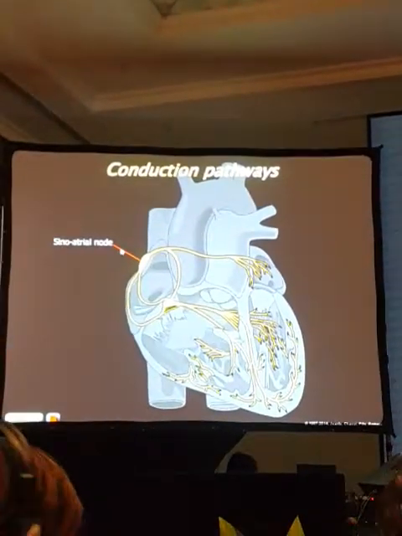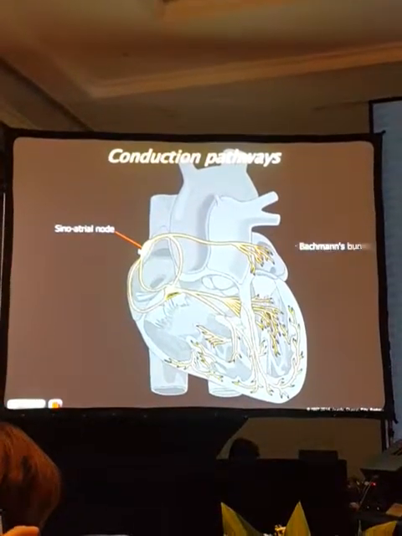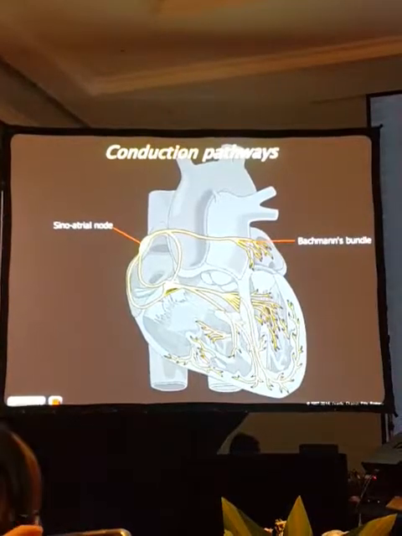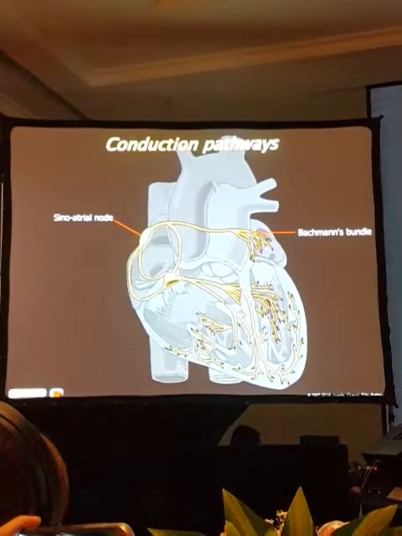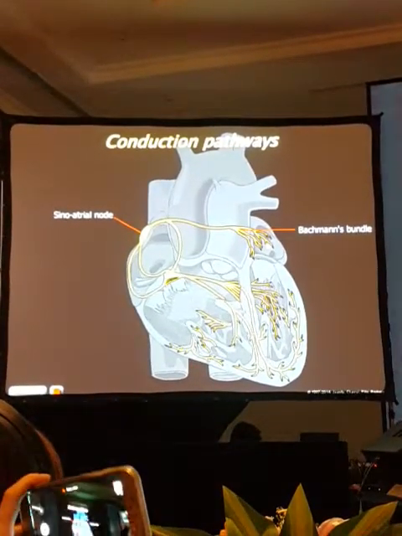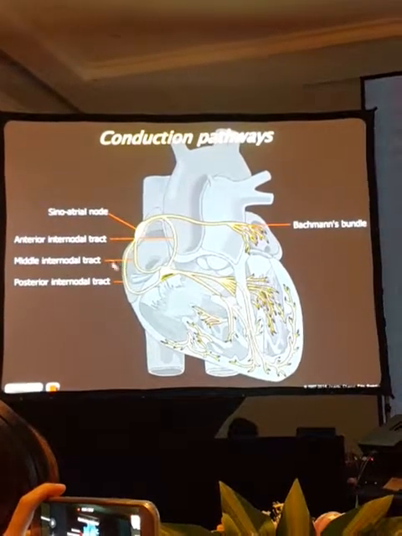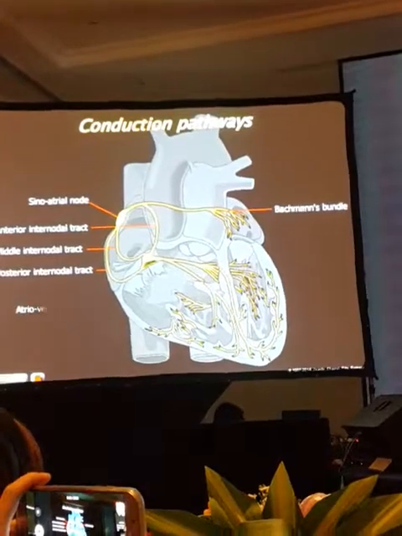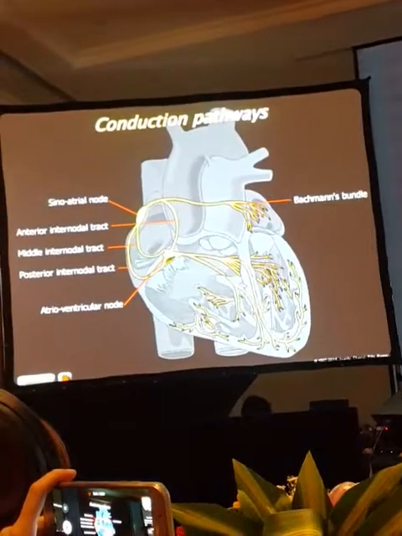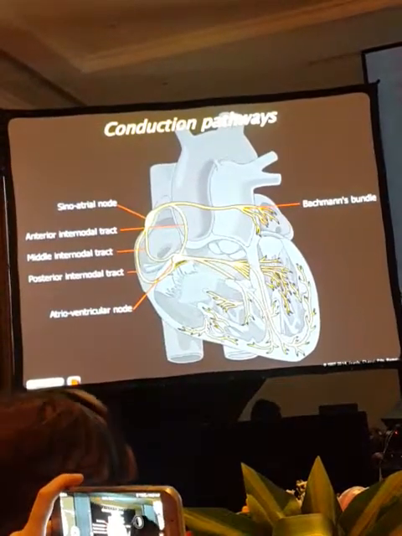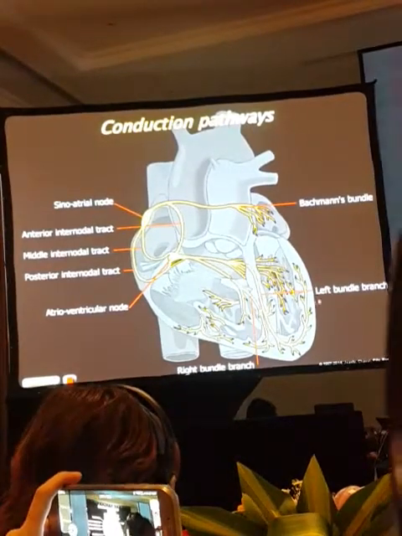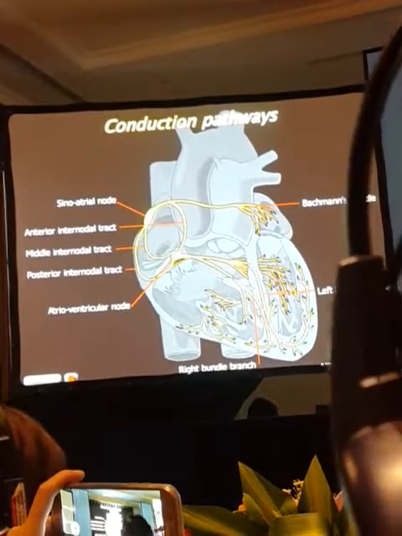So these are the conduction pathways. The sinoatrial node produces the impulse. The impulse travels through Bachmann's bundle from the right atrium to the left atrium. So both atria contract at the same time. And while this is happening, there are three internodal tracts that transfer the impulse to the atrioventricular node, and then there's a little delay here, and then it travels into the right and left bundle branches. So this is the conduction pathway.